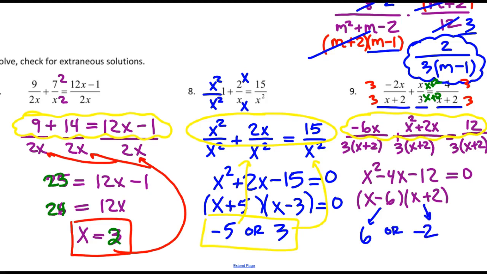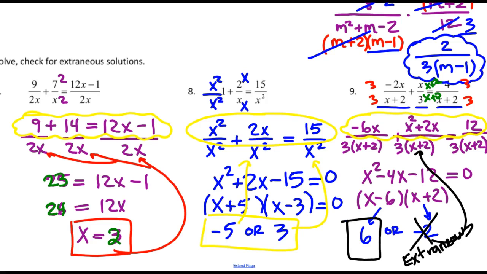But watch out, everybody, because negative 2 is going to make a denominator 0, so I'm not going to have that as part of my solution. That's extraneous. So this is the only one that works. Okay. All right, 14 minutes. Ta-da! That's 9 questions. I'll finish the rest here next hour.